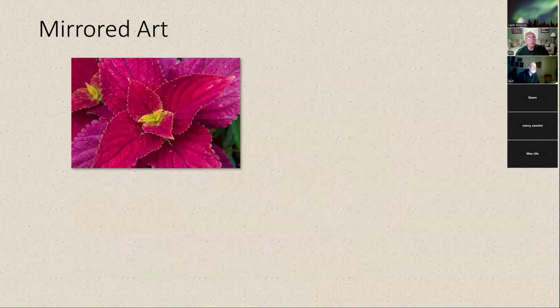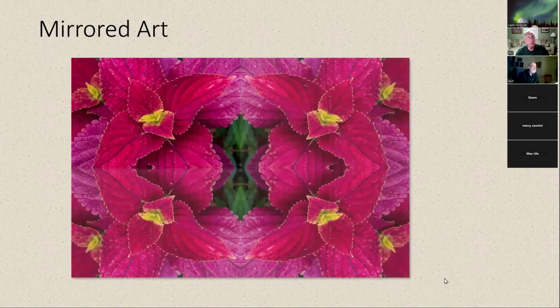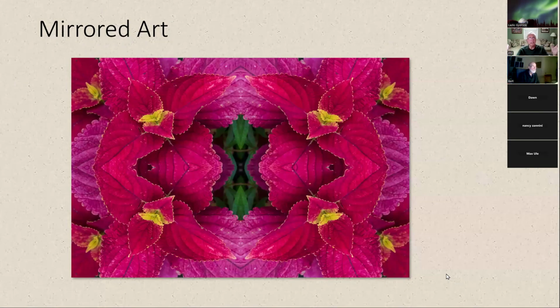Here's another one. I think it's called a perilla plant. And I've gone and done the same thing here, right? We've expanded the canvas. I've made copies, mirrored it. And so I'm going to use this now for my background.